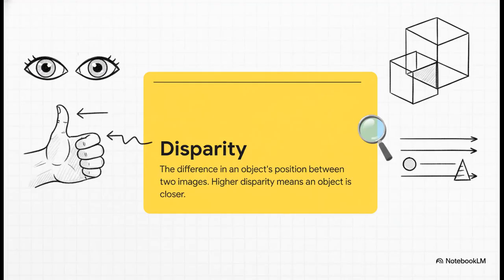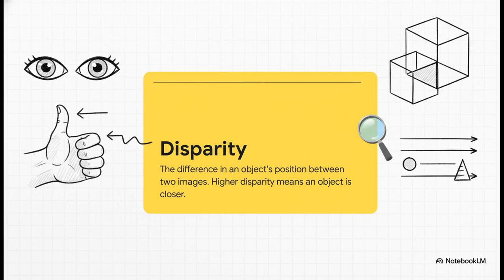So the key idea here is something called disparity. It's just a fancy word for how much an object seems to shift between the left and right pictures. You can actually see this for yourself. Go on, try it. Hold your thumb out in front of you. Close your left eye, then open it and close your right. See how your thumb jumps back and forth? That jump is disparity. And notice, the closer your thumb is to your face, the bigger that jump is.